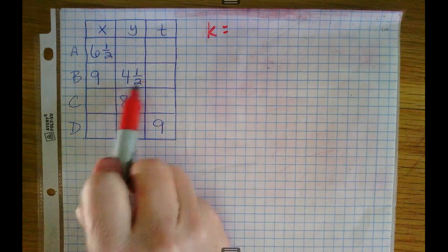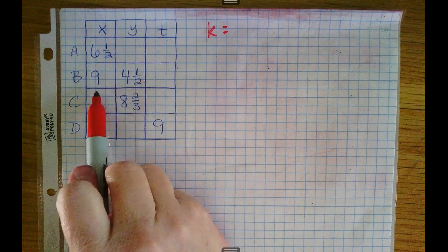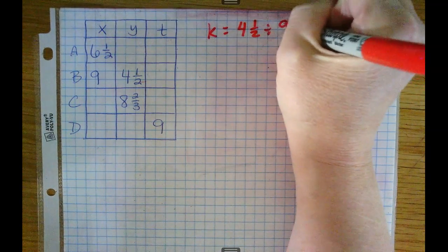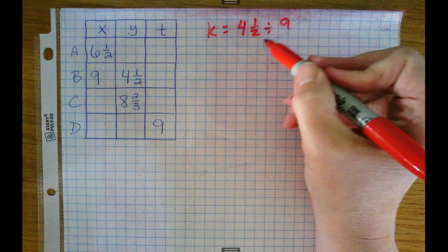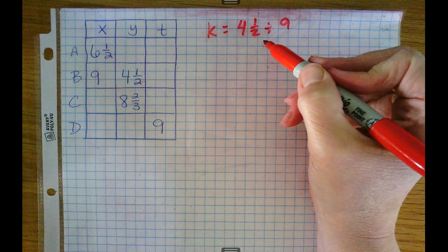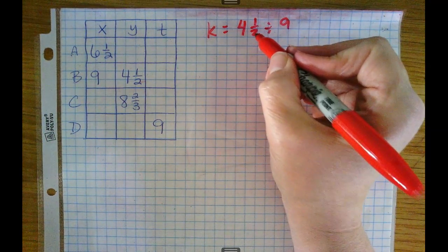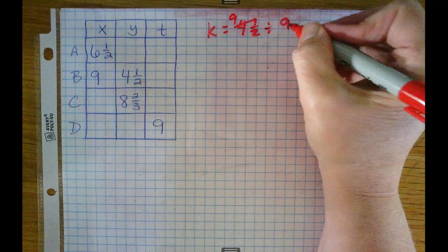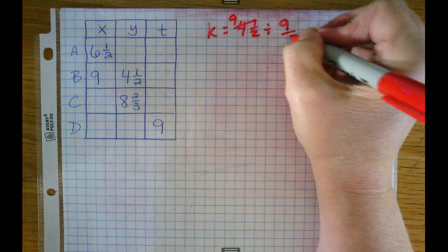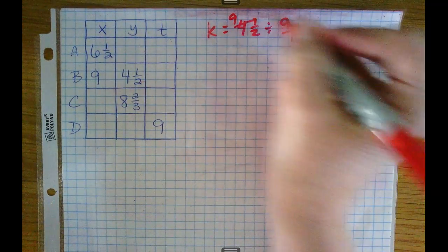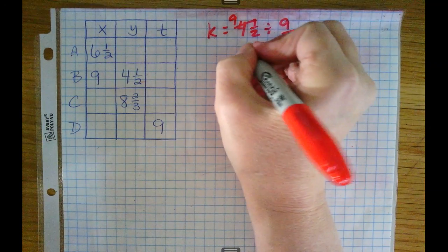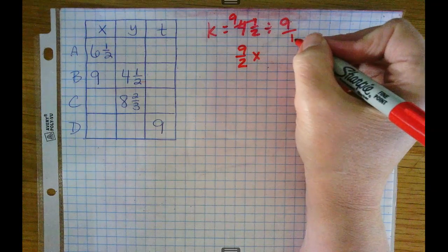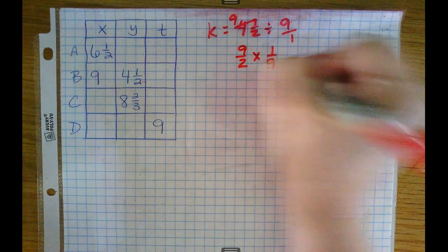So I look at the row where I have both y and x, and I divide. 4 1/2 divided by 9. Now, these have to be rewritten as improper fractions in order to divide. So 2 times 4 is 8, plus 1 is 9, and 9 can be rewritten as 9 over 1. Now, I need to change my division to multiplication. So 9 over 2 times, and I invert the divisor, 1 over 9.